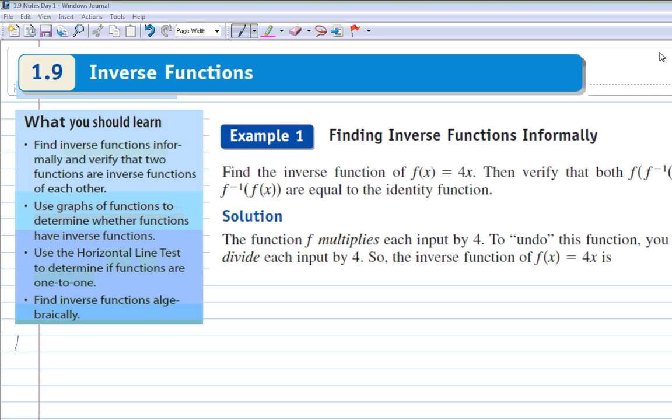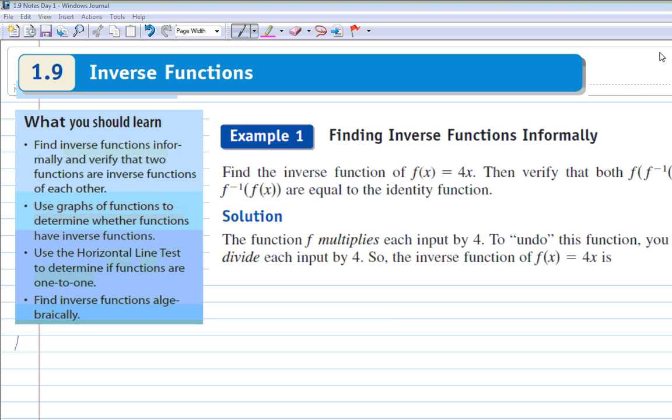You're going to find inverse functions informally and verify that two functions are inverses of each other. We're going to spend quite a bit of time on that today and in your classwork tomorrow. We're going to use graphs of functions to determine whether the functions have an inverse, using the horizontal line test to determine if the functions are one-to-one, which really means that they can be inverses of one another. And then we're going to find inverse functions algebraically. We'll do a little bit of that today as well.